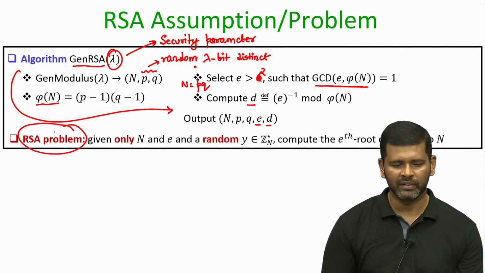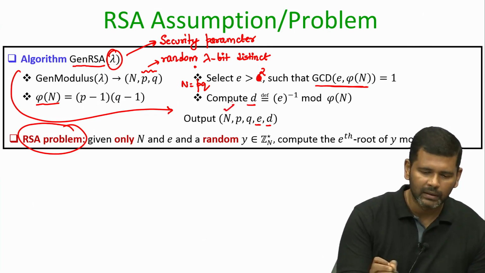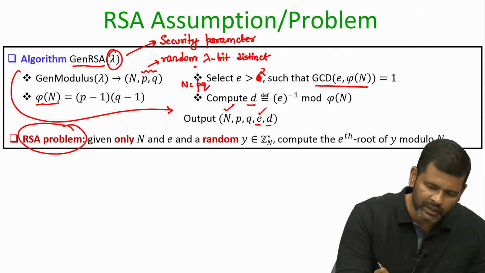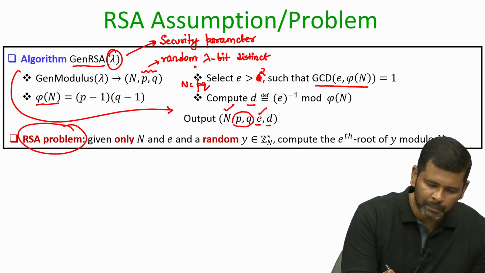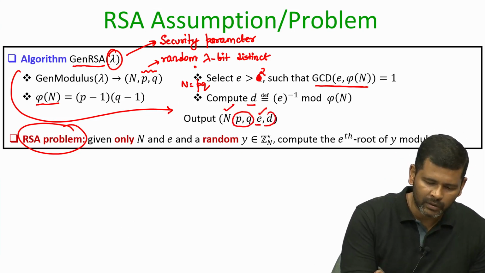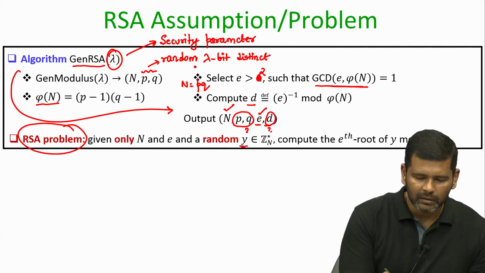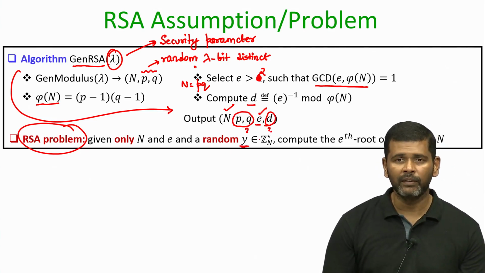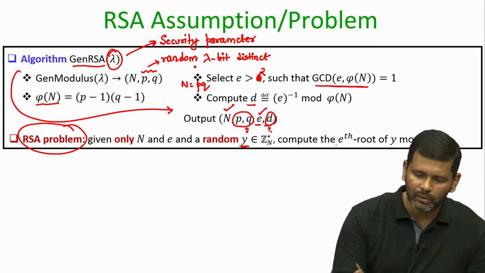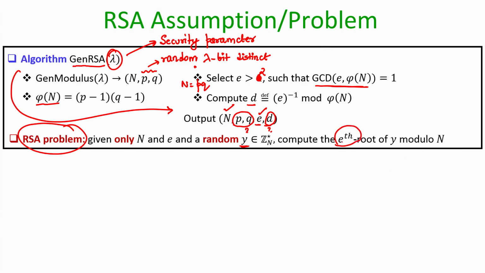The RSA problem instance is as follows. You will be given only the value of n and only the exponent e. The values of the prime factors of n and the exponent d will not be given to you. And you will be given a challenge instance, namely a random element y from the set Z_n star, and your goal will be to compute the eth root of this element y, namely y raised to power 1 over e modulo n. Now, y raised to power 1 over e is basically y to the power d modulo n, because 1 over e is d, because d and e are inverses of each other.